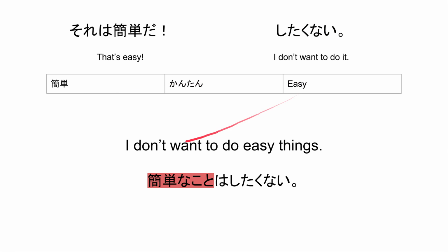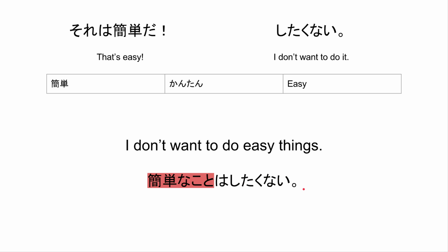So kantan, easy. If we want to say the sentence, I don't want to do easy things: Kantan no koto wa shitakunai. I don't want to do easy stuff. I don't want to do anything that's easy. Kantan no koto wa shitakunai. I don't want to do things that are easy. I use the wa here to emphasize the difference between things that might not be easy. So maybe there's easy stuff and there's non-easy stuff, and I'm saying kantan no koto wa, we're talking about kantan no koto.